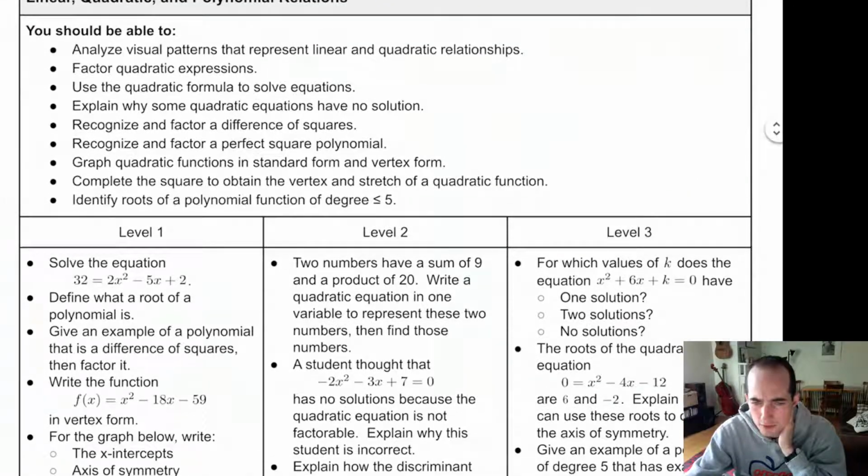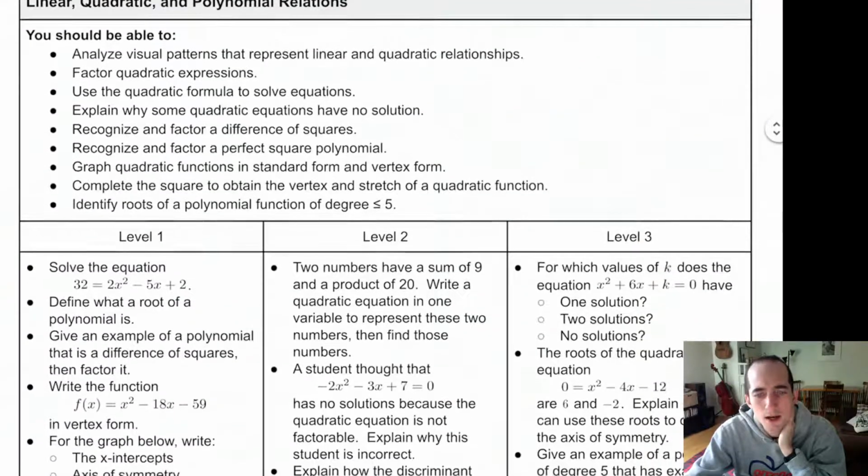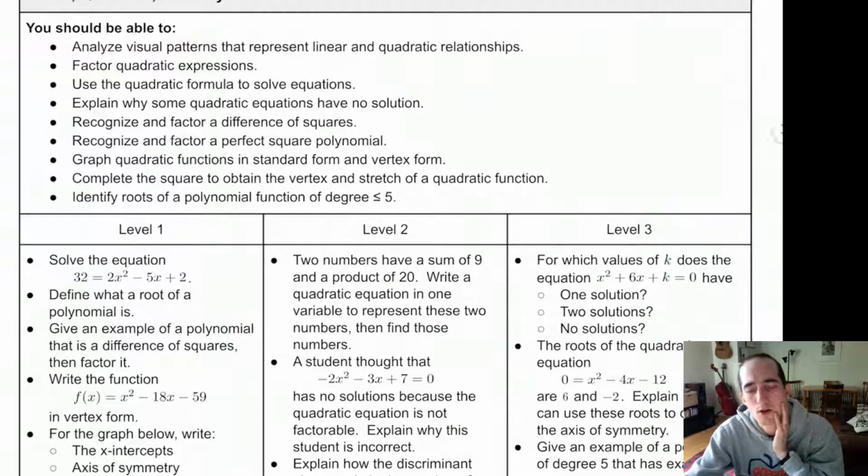So yeah, this is the first category, the linear, quadratic, and polynomial relations. The skills that I'm hoping you're able to do are to analyze visual patterns that represent linear and quadratic relationships. Visual patterns are where you have those different shapes and those dots, and they sort of grow. That's the thing that we did right at the very beginning of the year.